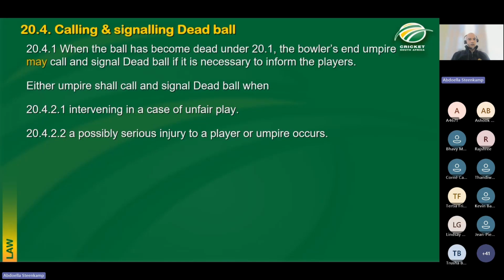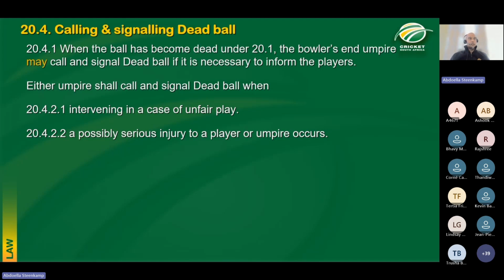Second instance where the umpire needs to call and signal dead ball: if there is a possible, and I'm going to emphasize with the next word, serious injury to any player or umpire. It's your judgment call. You need to make that call. But the criteria you need to take into account is that, according to you, it needs to be a possible serious injury to any player or umpire. If that happens, you need to intervene by calling and signaling dead ball.